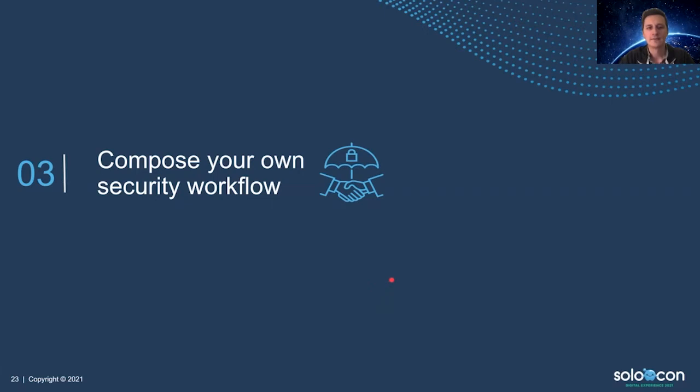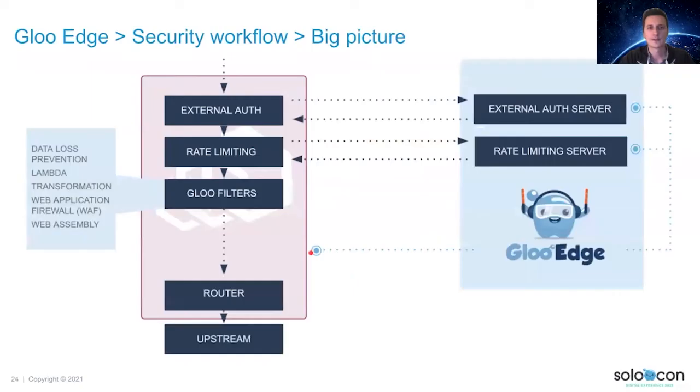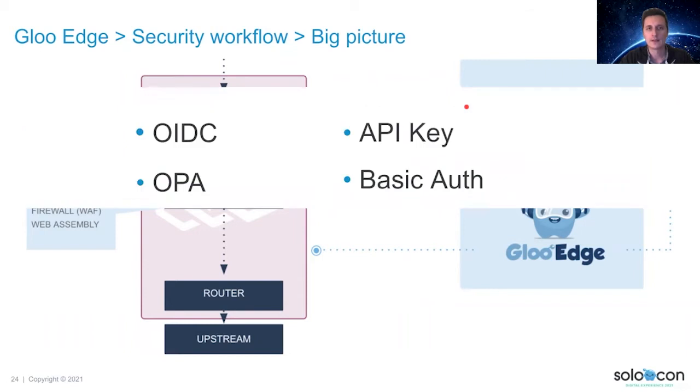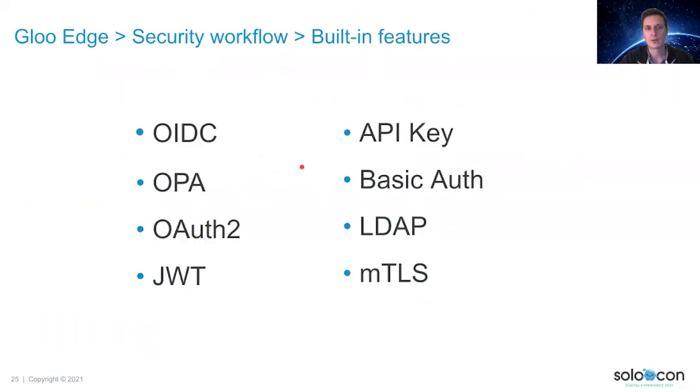Okay, in this part, I will explain how you can build your own security workflow. As you know, there is this XOAuth filter which connects to the XOAuth server where the authentication and authorization policies will be applied. Gloo Edge comes with a bunch of built-in features like OpenID Connect, OPA, OAuth2, and a few others. You can also build your own security policy.